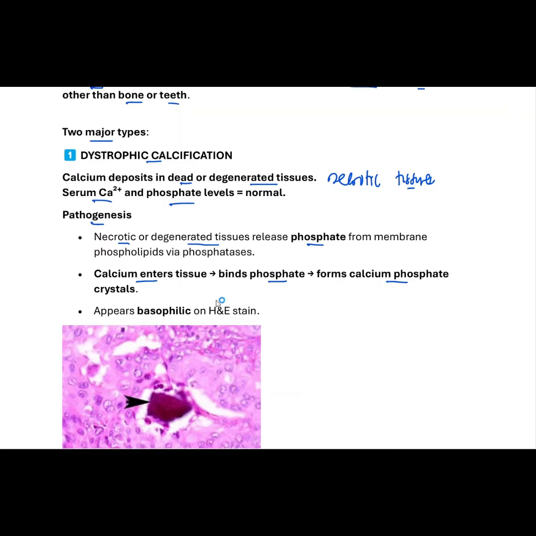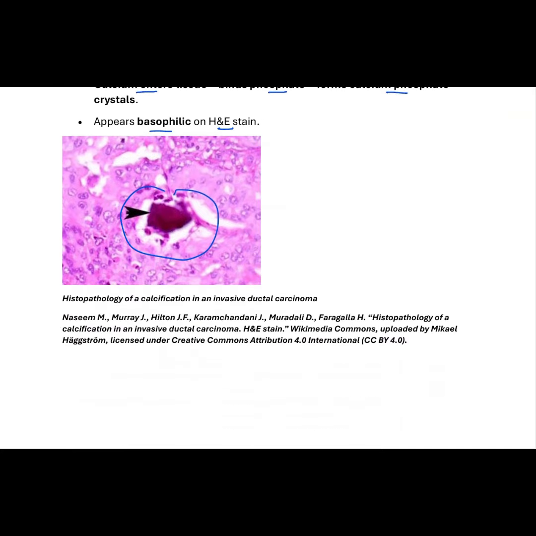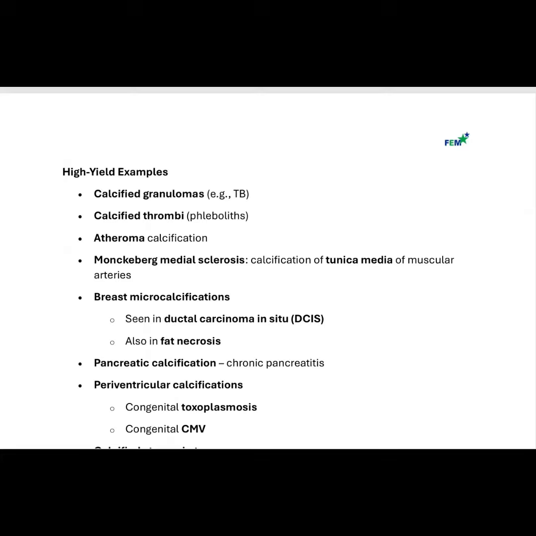crystals. And then when you apply your H and E stain, they're going to appear basophilic, slightly blue, as you can see in this image that was taken from a patient with invasive ductal carcinoma. So now let's look at some high yield examples of dystrophic calcification.